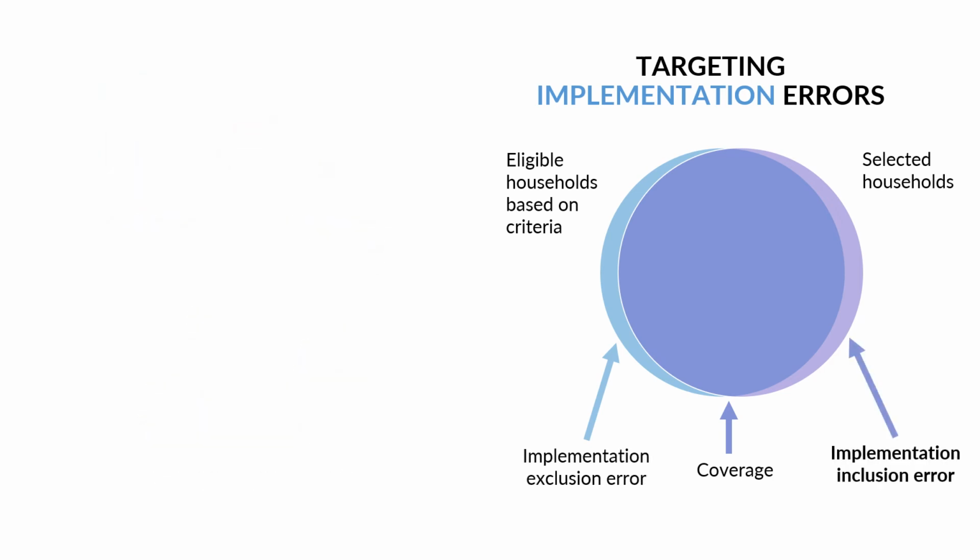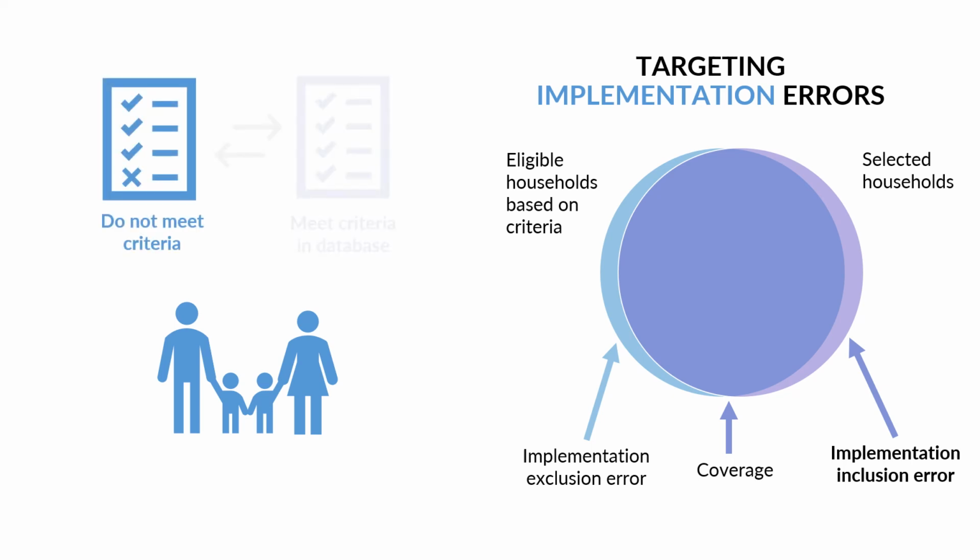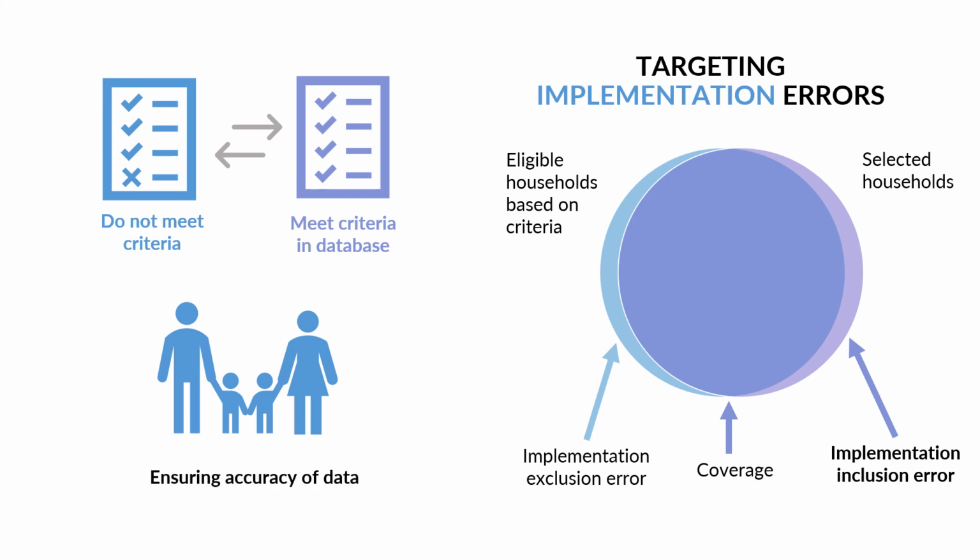An implementation inclusion error is the proportion of program beneficiaries who do not meet the eligibility criteria but receive assistance. For example, a household who do not meet the criteria are included in the beneficiary list and receiving assistance on the basis of incorrect information. So accuracy of data must be ensured.